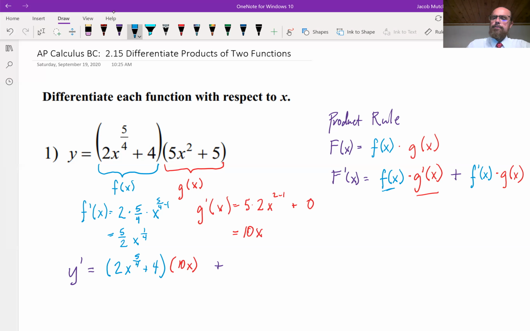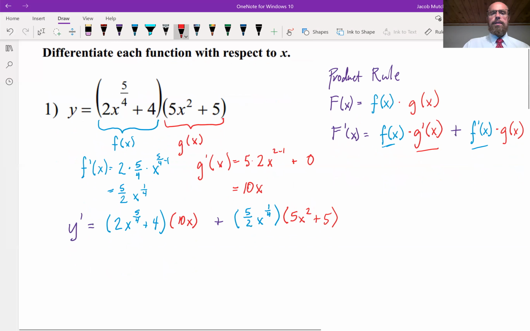Now I'm looking at the derivative of f of x. We calculated that to be 5/2 x to the power of 1/4 times the original function g of x. So that second factor in the original product, 5x squared plus 5. And that is a good derivative. Now I do want to simplify that expression.